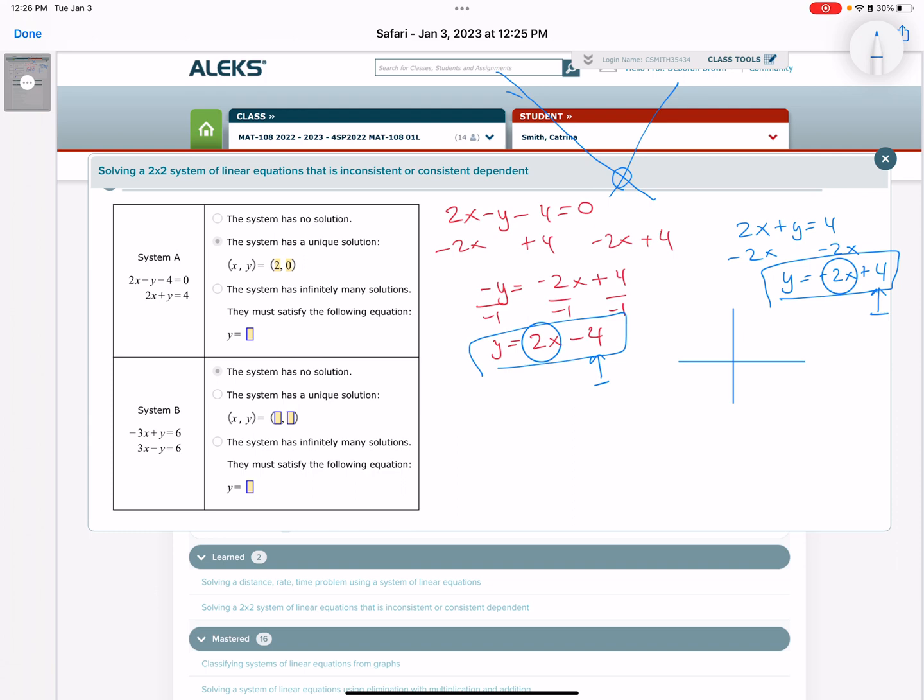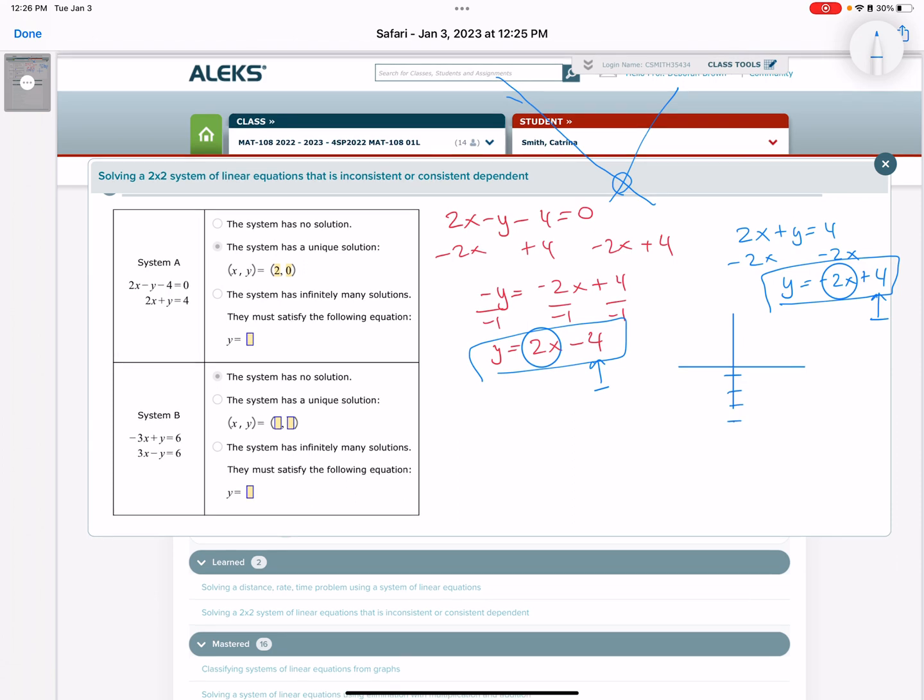If you want to graph it, go 1, 2, 3, 4, -4, and go up 2 over 1. You can do that, and this just might make it easier. And this one is 1, 2, 3, 4, make a dot, down 2 to the right one, the way we learned. And then you can see that it does have one solution, and that's it. That's the way I would do it, but it's up to you.